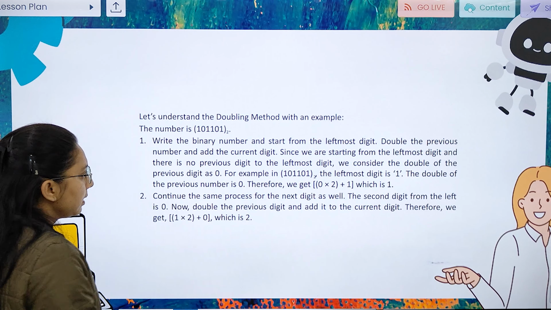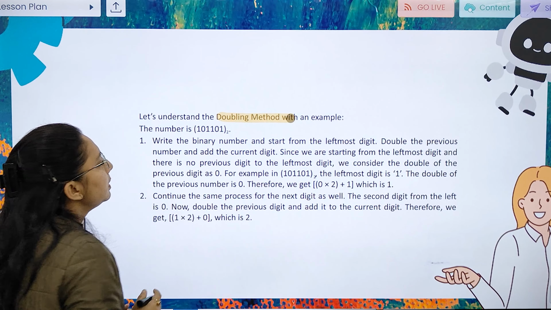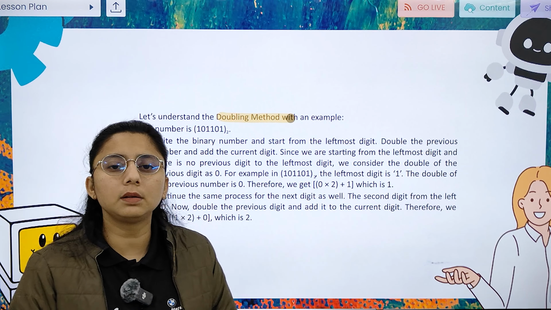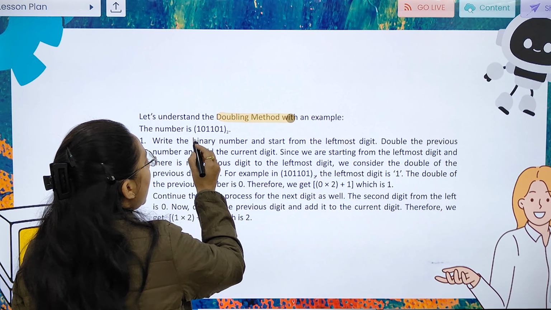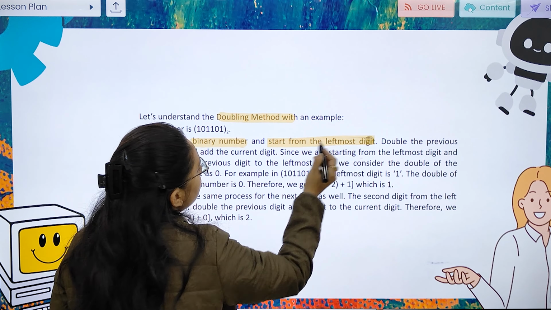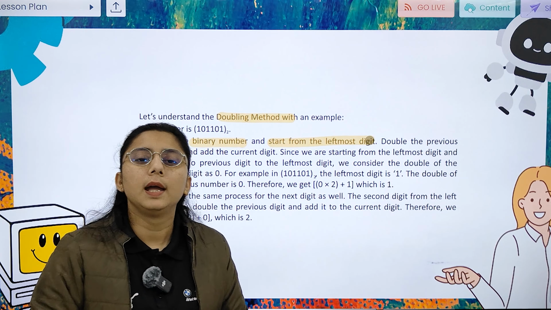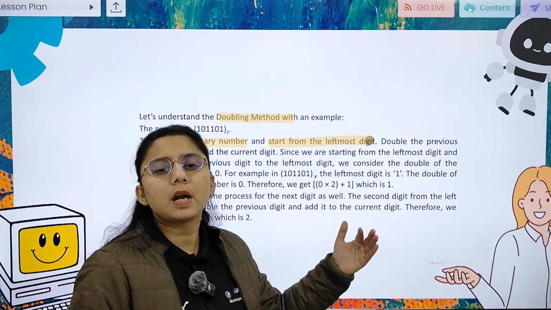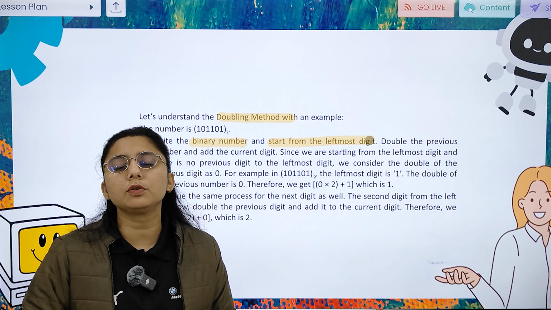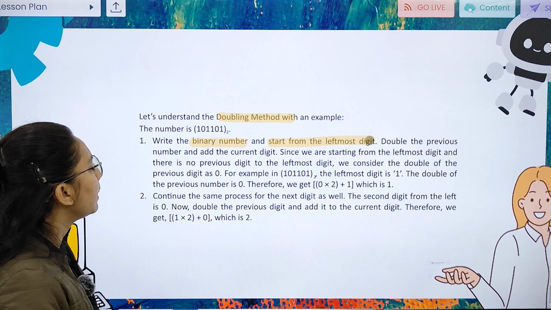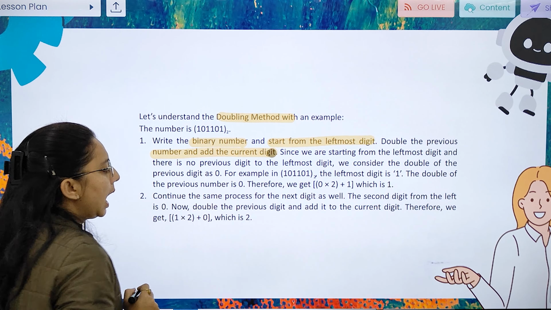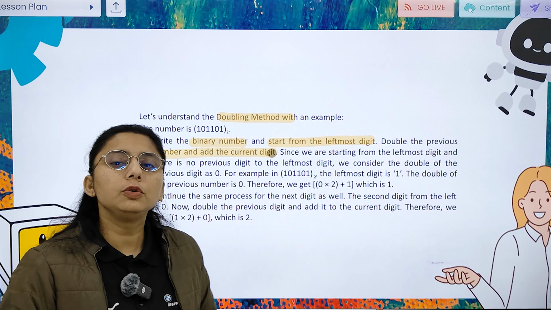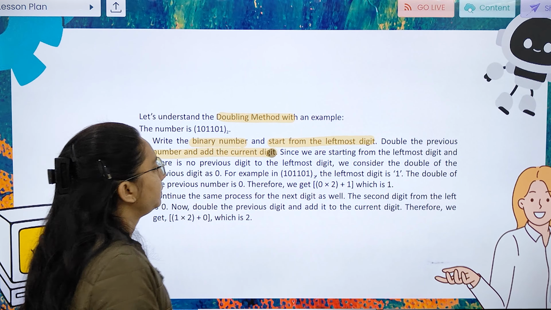Now let us understand the doubling method. Let's do the doubling method. How will you do it? Write the binary number and start from the leftmost digit. In the previous method, we started from the rightmost digit. Now you have to start from the leftmost. Double the previous number and add the current digit. You have to double the previous number and then add the current digit.